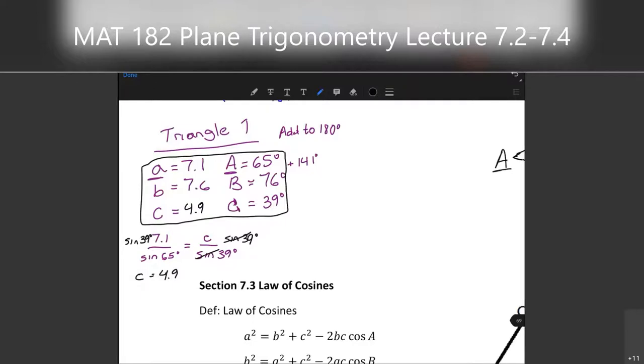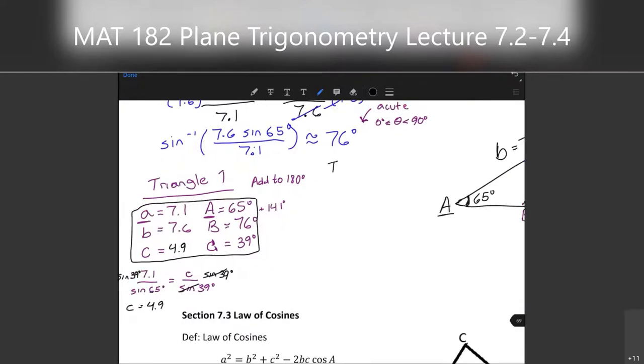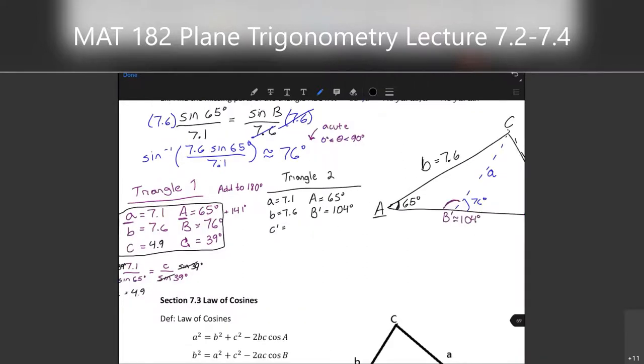And then we'll just go and try to do that same operation again for triangle two. So we'll list out the same A, same B. We don't know the C prime. We know angle A. We know angle B prime. It's the 104 that we solved for on the interior in purple. And we don't know a C prime angle.